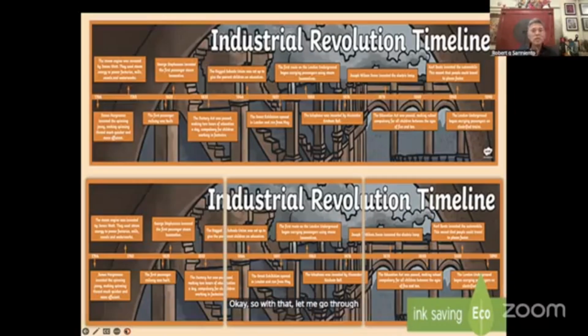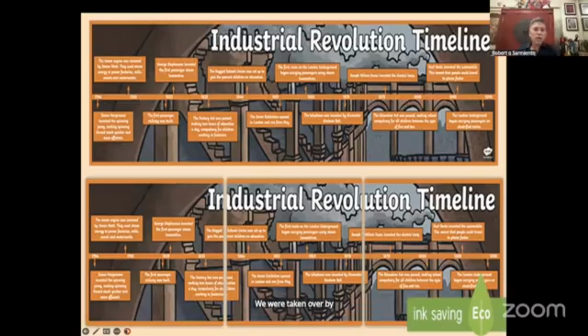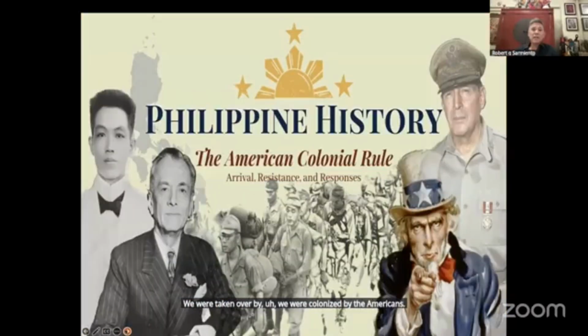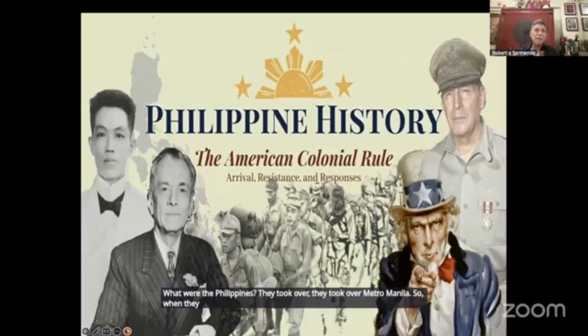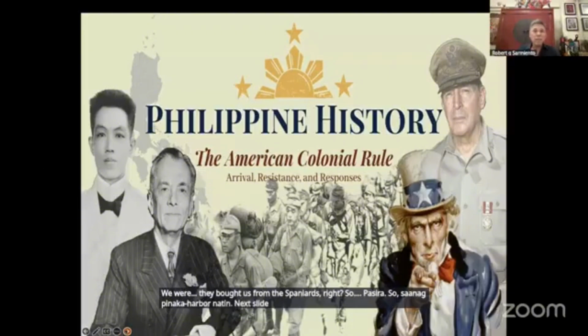So the Industrial Revolution, that time. Remember, we were colonized by the Americans. I look back at the American colonial rule. At that time, what were the Philippines? They took over Metro Manila. So when they came into Manila, they bought us from the Spaniards, right? So pasok sila. So saan ang pinaka harbor natin? The next slide. We were then in Manila.